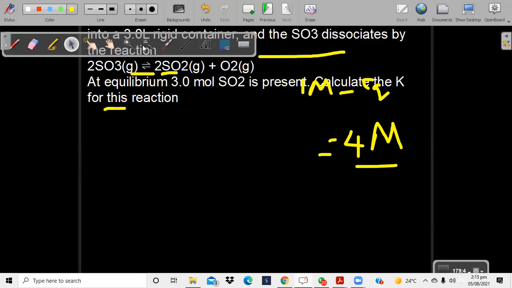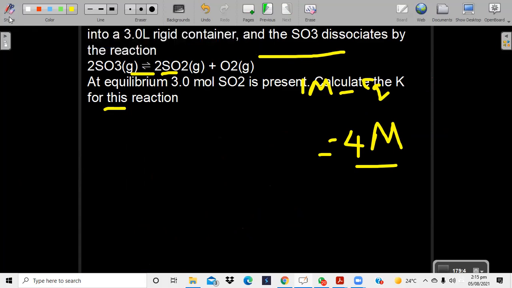Okay, so our ice table is supposed to represent the reactants and the products that we have in this case. If you look closely, we are supposed to write first of all the equation that we have, or what I can do, I can just copy it down here. So we have 2SO3. That is our reactant. That's the only reactant that we have in this case. Then in terms of our products, we have sulfur dioxide.